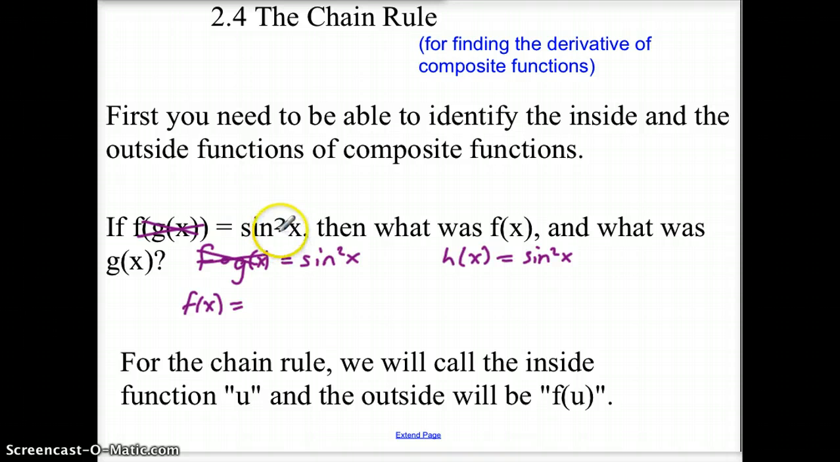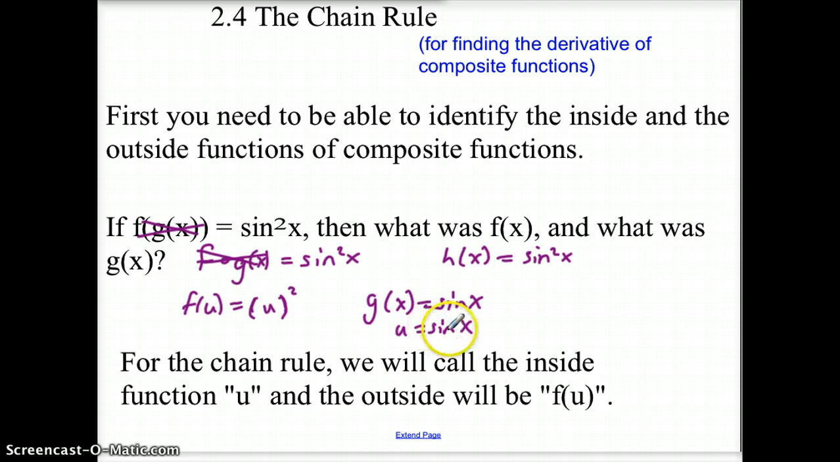The outside function is whatever is being squared, right? Something squared, because our outside function doesn't have an x inside of it. It's got a whole function inside of it. So we use the letter u. u is our outside function variable. I know it looks like f of u, but f of u would just be u squared. So the outside is something being squared, and we'll call it the letter u because it represents a whole function. We're not going to use x.